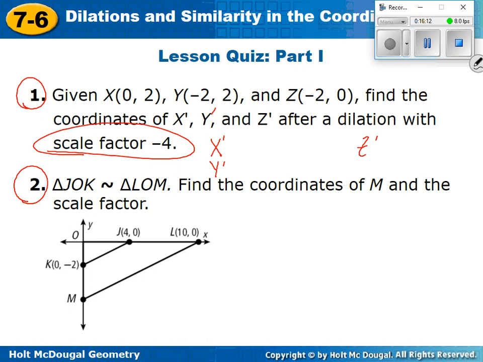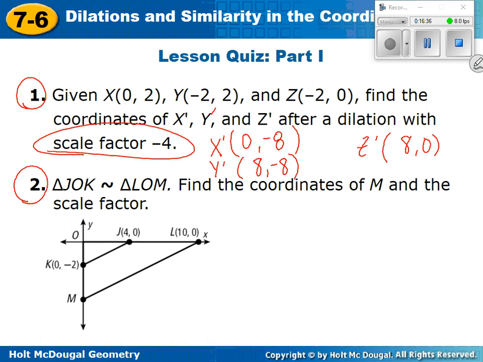All right, what are my coordinates for x prime? Okay, and all we're doing is multiplying by -4. Y prime? 8, -8, good. And z prime? 8, 0. And again, you're multiplying by a negative, so it changes those negatives to positives. All right, find the coordinates of m and the scale factor.